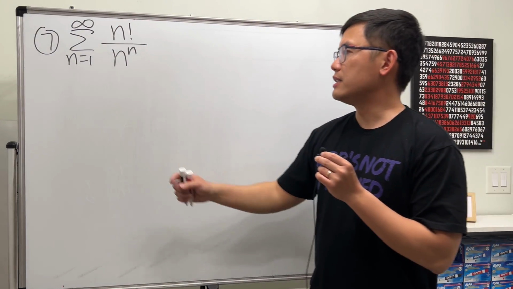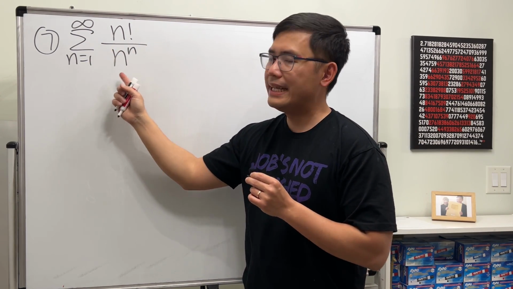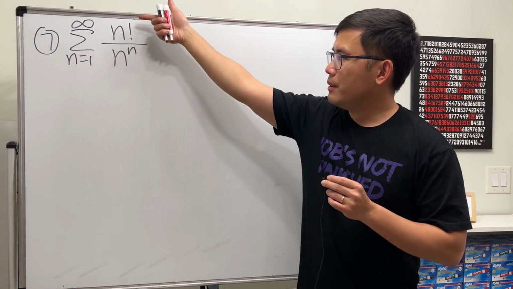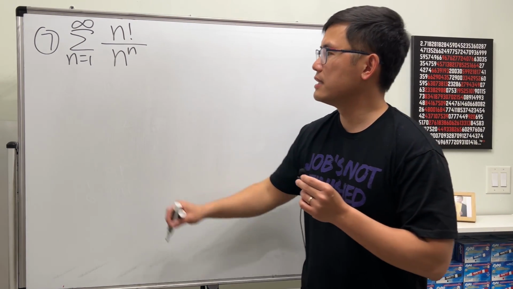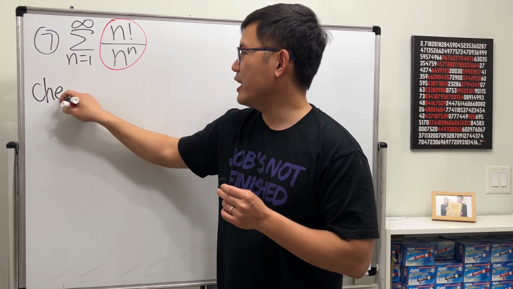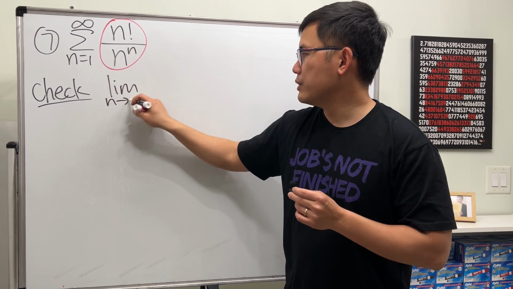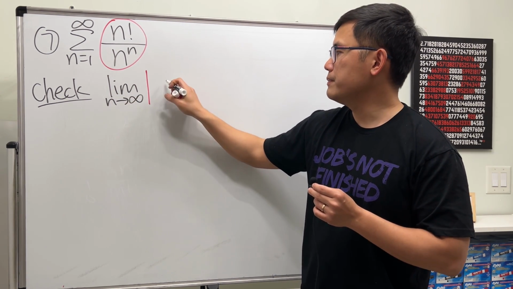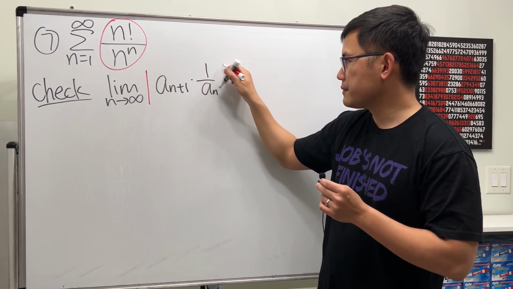Now number 7, the series as n goes from 1 to infinity of n factorial over n to the nth power. Because of the factorial, it's a great idea to use the ratio test. So this is our a_n. Let me circle that, and then we check the limit as n goes to infinity of the absolute value of a_(n+1) times 1 over a_n.